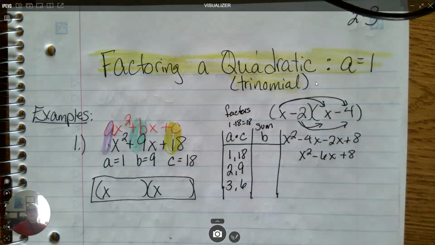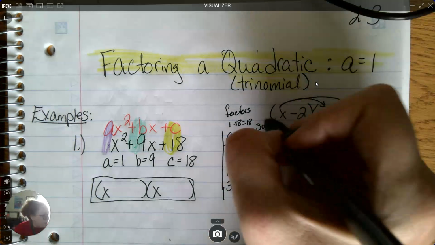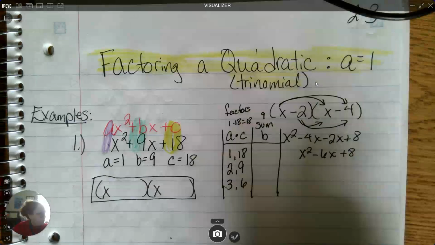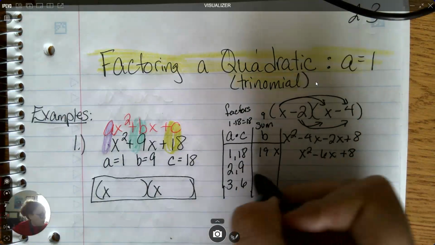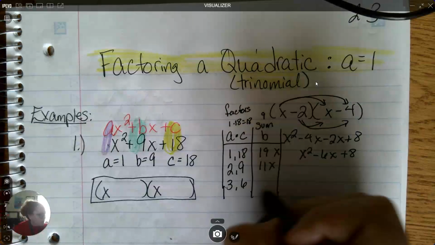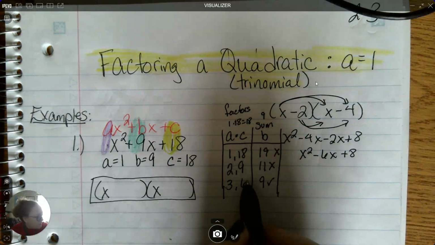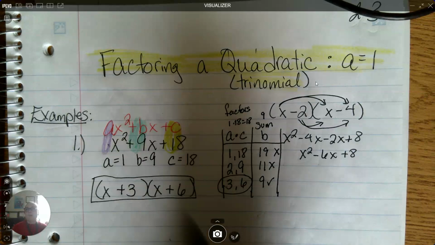Okay, and then it's kind of like a puzzle. We're just going to go through. I know all my factors of 18. Now, if I combine those, what is going to give me a sum of 9? Well, 1 plus 18 is 19, so it's not that one. 2 plus 9 is 11, so it's not that one. And 3 plus 6 is 9. So we have solved our puzzle. So that is telling me a positive 3 and a positive 6 are my answers.